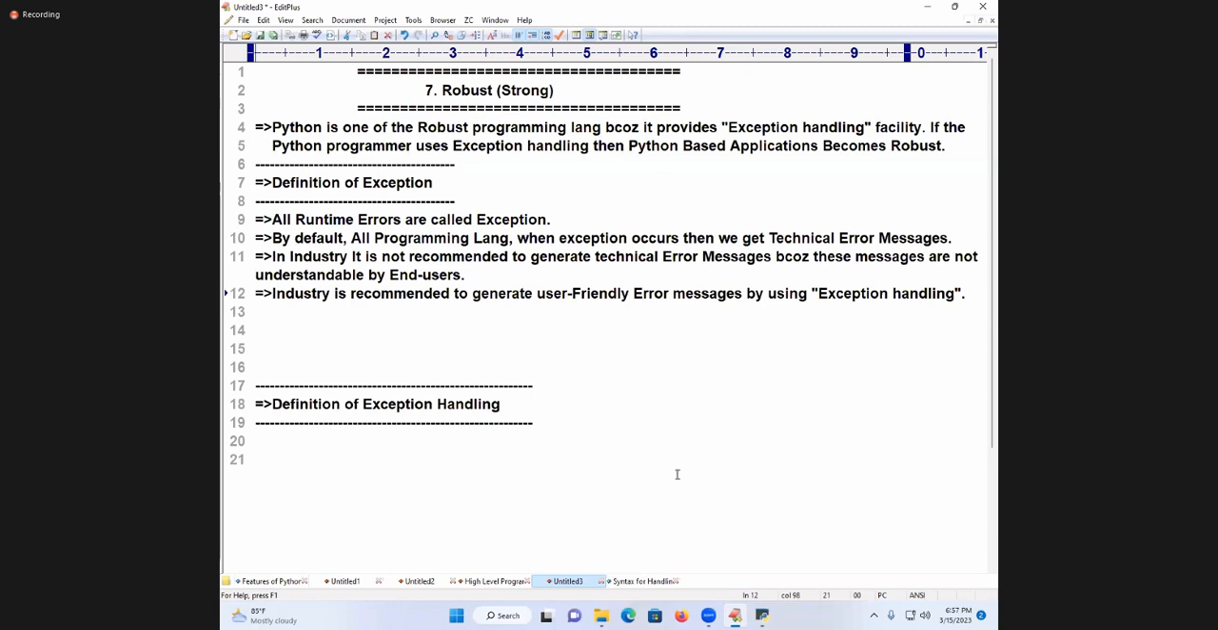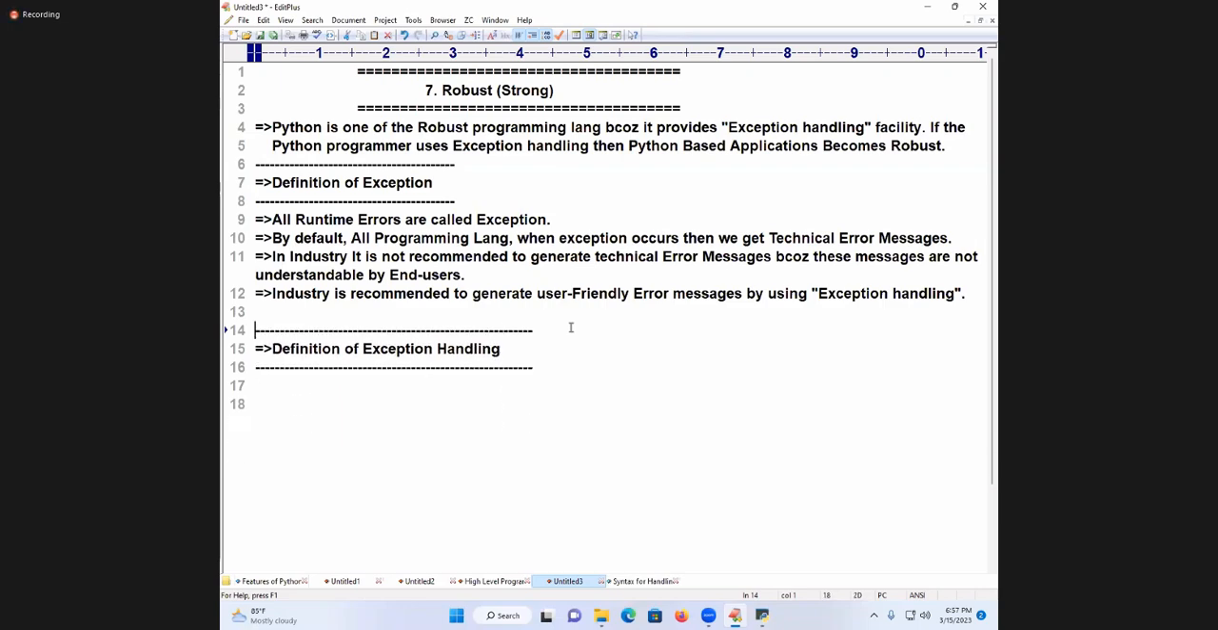Now see the name itself, exception handling. What does an exception give you? Which messages will come up? Technical error messages. What are you doing now? Handling. By handling, what are you doing? Converting into which messages? Right. There are a lot of syntaxes in this.